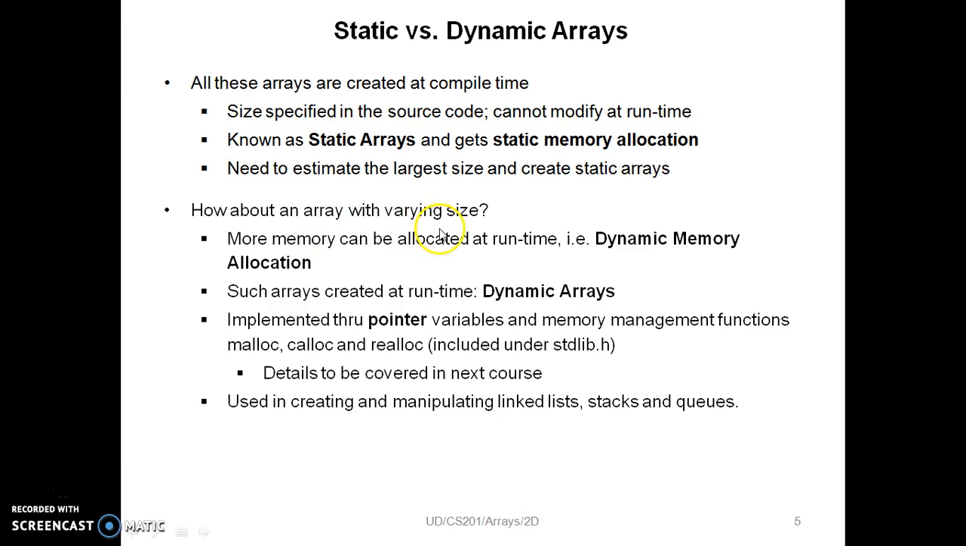How about an array with varying size? More memory can be allocated at runtime, which is called dynamic memory allocation, and the arrays which are created at runtime are called dynamic arrays. These are all implemented through pointer variables and with the usage of memory management functions, for example malloc, calloc, realloc, and of course free. These are all included under stdlib.h.